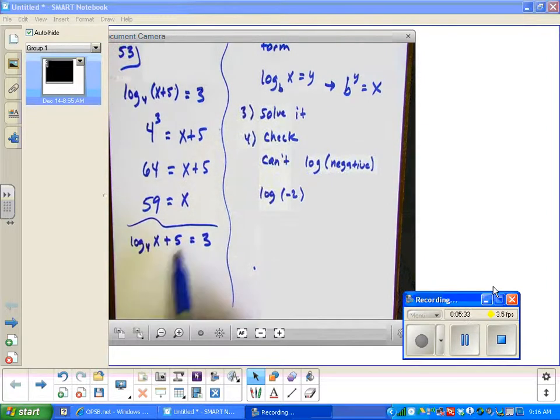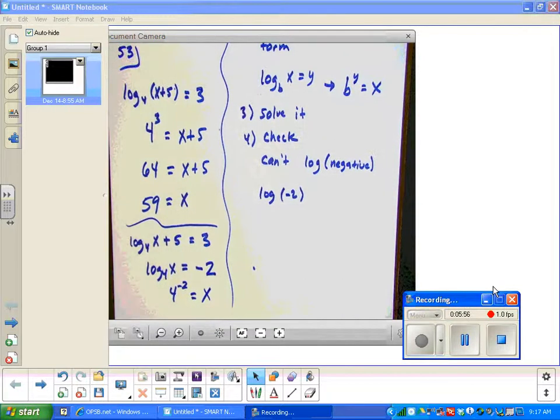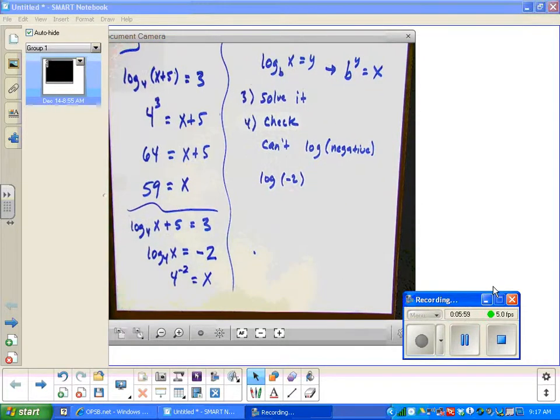So the thing is, the 5 is not a part of the logarithm in this case, so we would have to get rid of it. That's part of isolating. So we get log base 4 of x equals -2, right? Okay. And so now exponential form, 4 to the -2 power equals x, which would be 1/16.